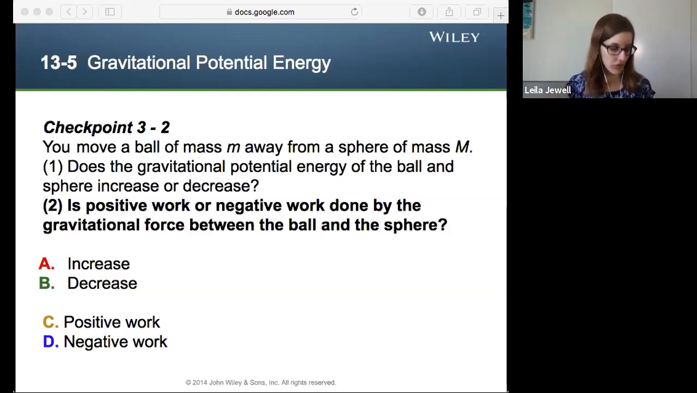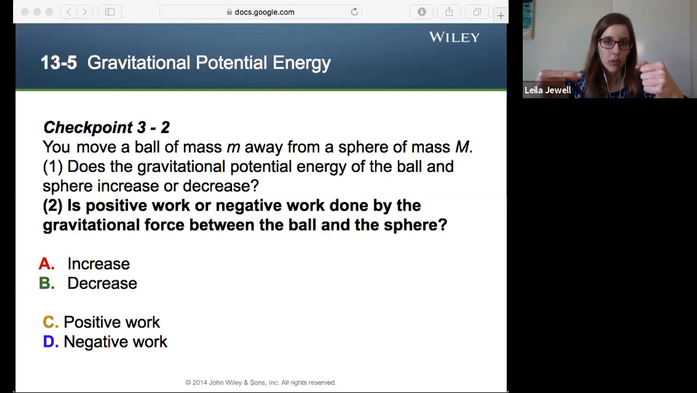Well, to figure this out, we first want to think about what's the direction of the force between these two balls. Well, the gravitational force we know is attractive. So they feel a force that they're getting pulled towards each other, right? They feel this inward force. But we're now moving them, or moving one of them away from the other. So it feels this force towards it, but it's getting moved in the opposite direction.